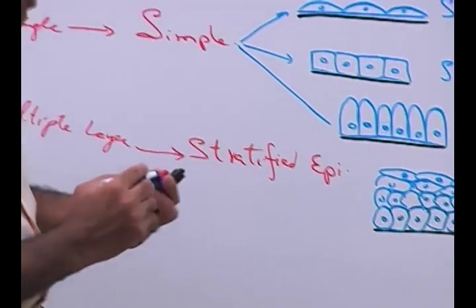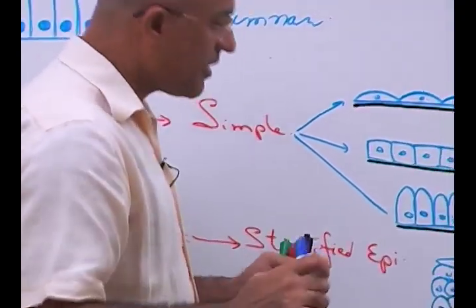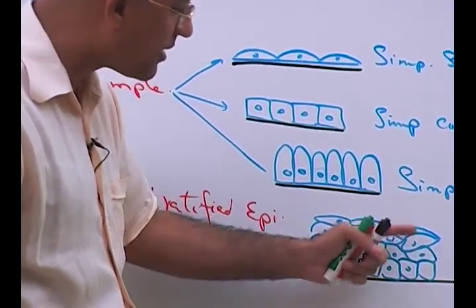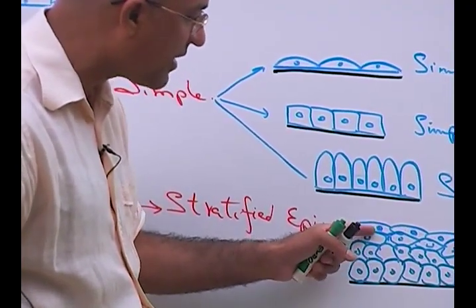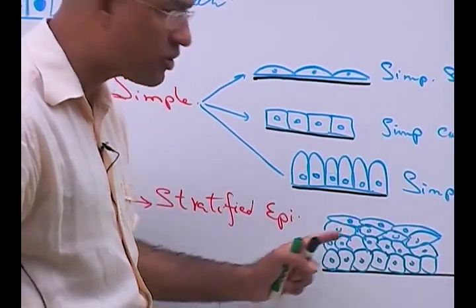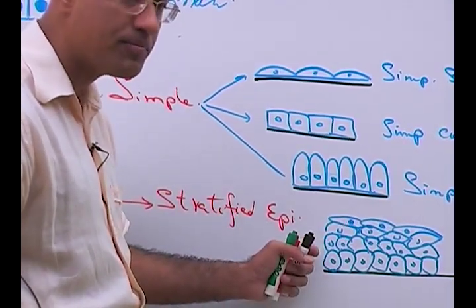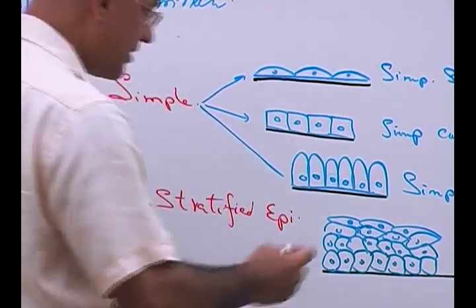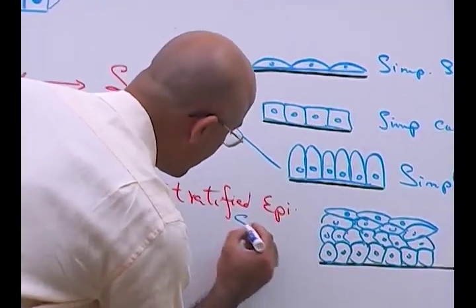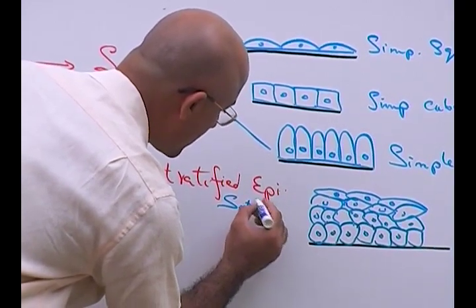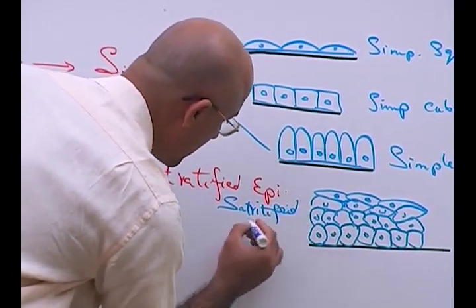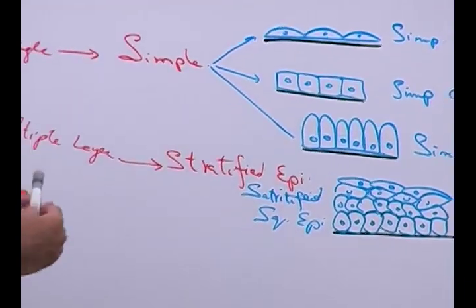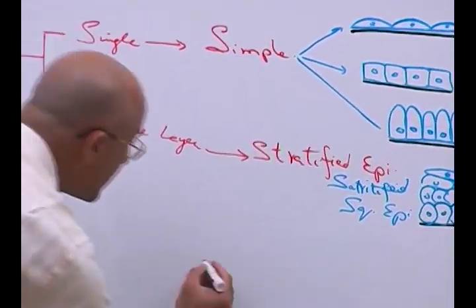Now, stratified epithelium is named according to the cells which are present at the top. The cells present on the top layer are squamous cells. So what kind of epithelium should this be called? Stratified squamous epithelium. This is stratified squamous epithelium, right?